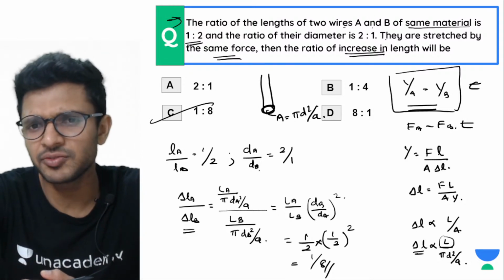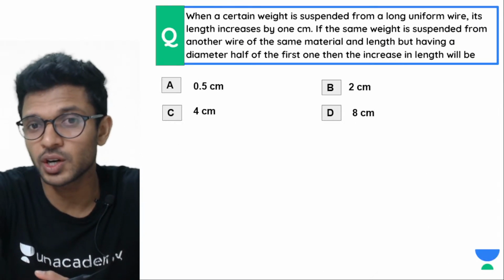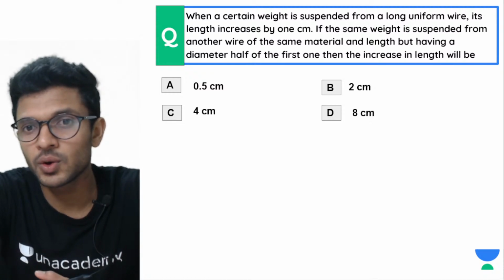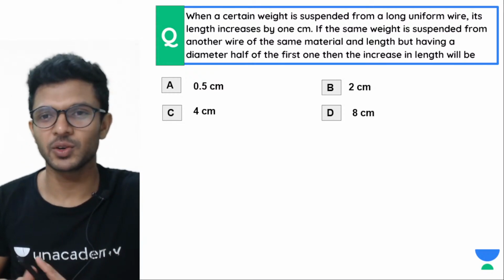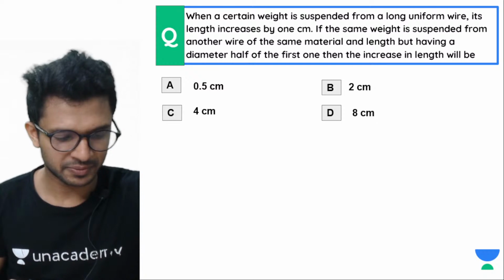Okay. Let's see if the next question is from young Smodless or not. Yes, and what else, absolutely almost the same concept. Swikriti, you are awesome. Oh, thank you so much.